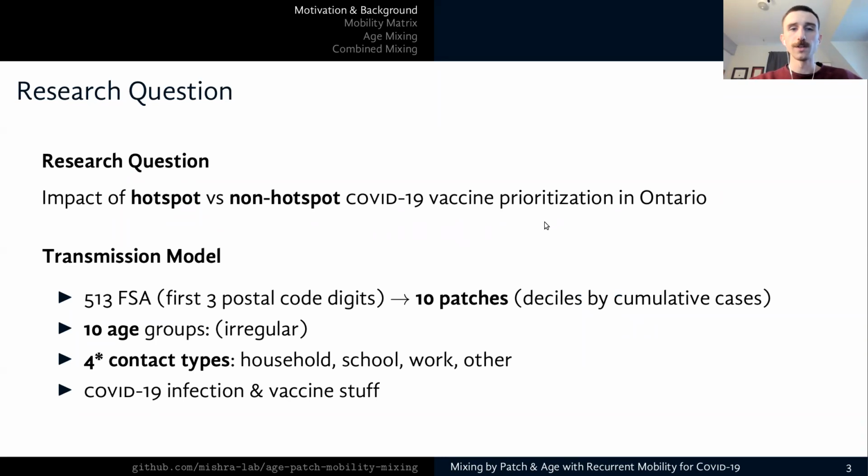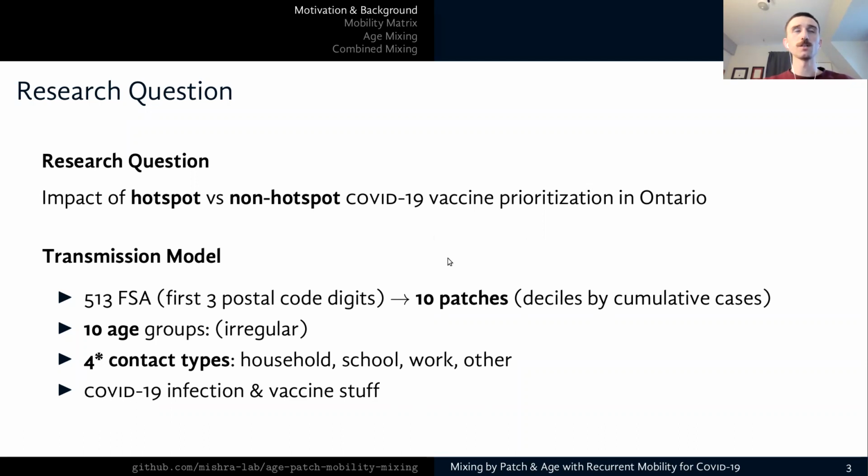So the motivation for this work was that we were interested in quantifying the impacts of vaccine prioritization to specific geographic hotspots within Ontario, and in particular quantifying that as compared to a vaccination rollout strategy that was not prioritized to any geographic patches. As probably some of you know, the vaccines were prioritized to various neighborhoods throughout Ontario, those with the highest incidence essentially. This work is aiming to quantify the relative impact of that strategy relative to not doing it, or other strategies like age-based prioritization.